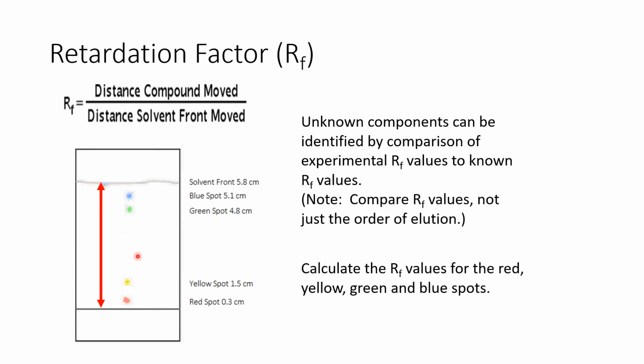And for example, if we want to calculate the RF value for the yellow spot here, we need to measure the distance the yellow spot traveled, which is 1.5 centimeters. Once we have those two numbers, using the formula 1.5 centimeters divided by 5.8 centimeters, we calculate the RF value for the yellow spot, which is 0.26. So you can do the same thing for the blue, the green, and the red spots to calculate their RF values.